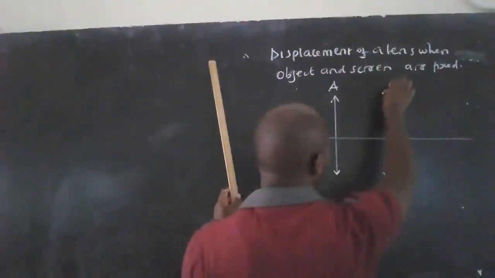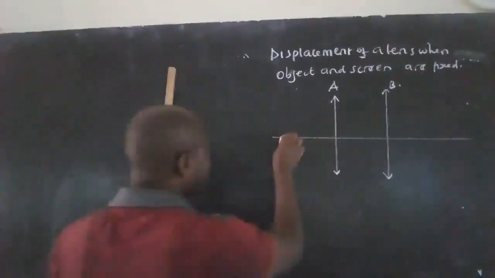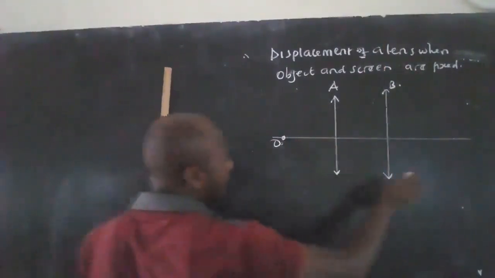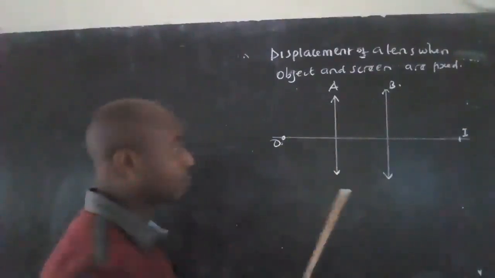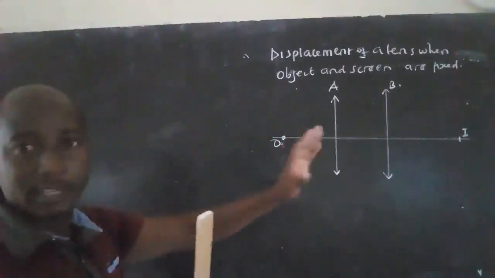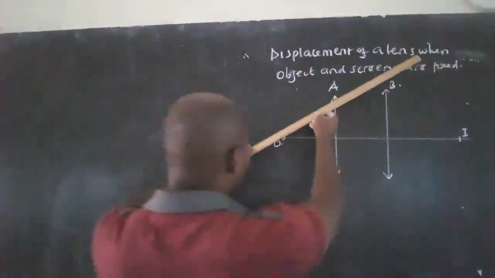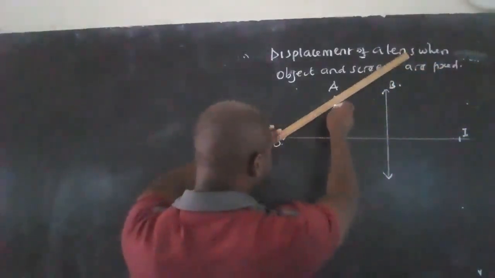Lens now in position B. Then the object is here, and the screen is here. So I'm not going to displace the object and the screen. They are going to be fixed. So meaning that this one is going to give us like this.